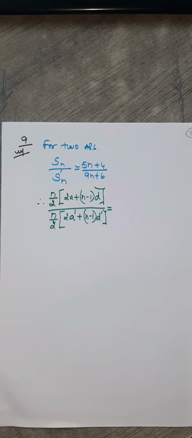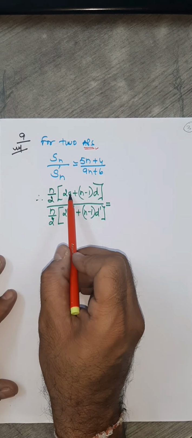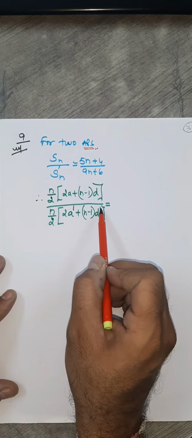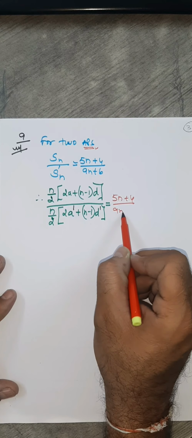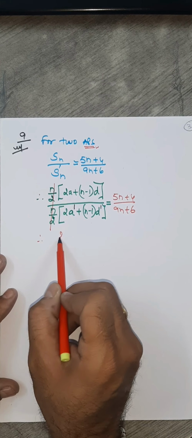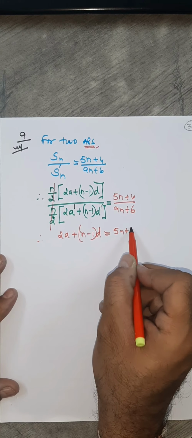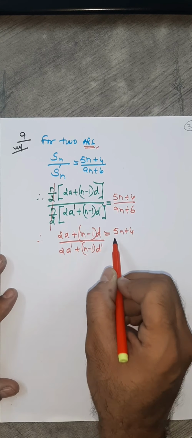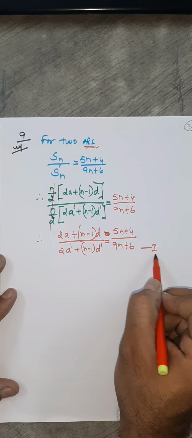I hope you have realized why we have chosen it this way. There are two arithmetic progressions, so for both the progressions, common difference and first term need not be the same. So here a and a dash, here d and d dash equals 5n plus 4 upon 9n plus 6. So this will get cancelled, number of terms. So we are getting finally 2a plus n minus 1 into d upon 2a dash plus n minus 1 into d dash equals 5n plus 4 upon 9n plus 6. Call this as 1.